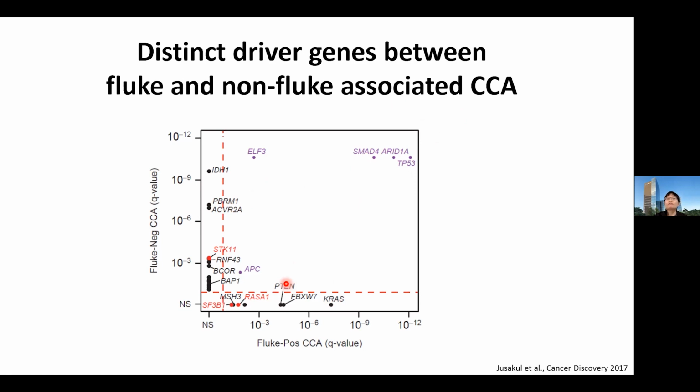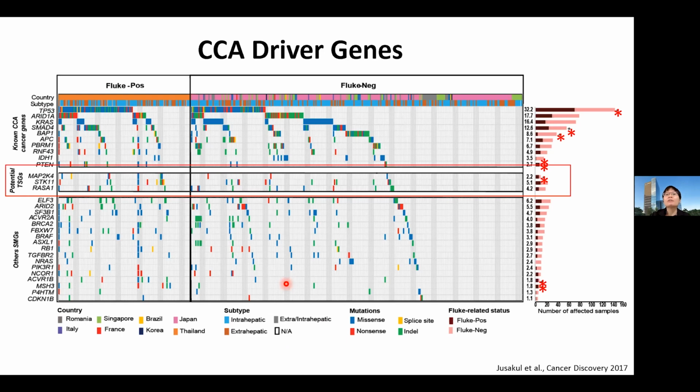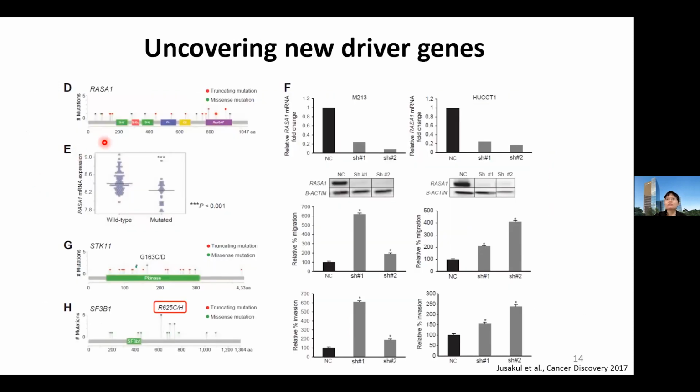In addition, from our genomic profiling, we are able to identify new potential tumor suppressor genes. They are MAP2K4, STK11, and RASA1. From these schematic cartoons over here, we found that most of the mutations of these three genes are of the truncating inactivating mutation type. And most of the mutations are also localized to the important domains. Significantly, for STK11, they are located in the kinase domain, which is important for the function of STK11.